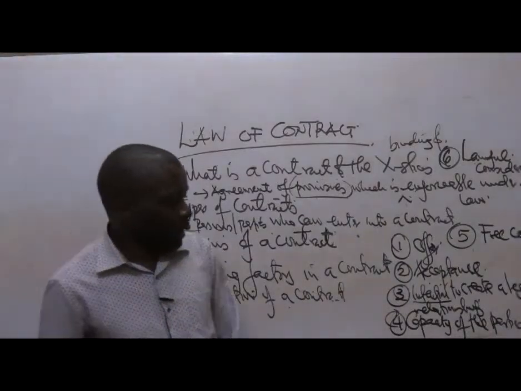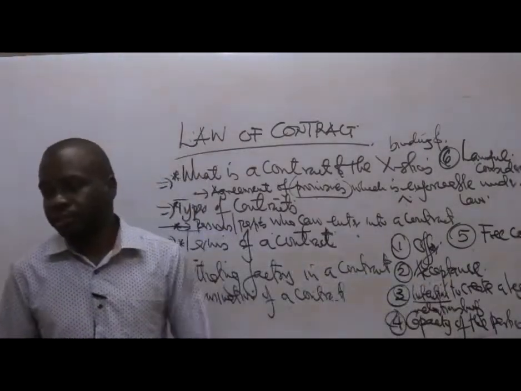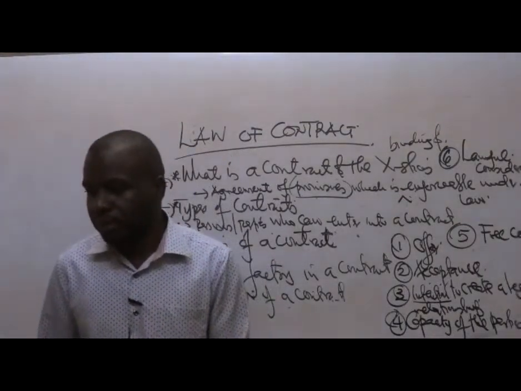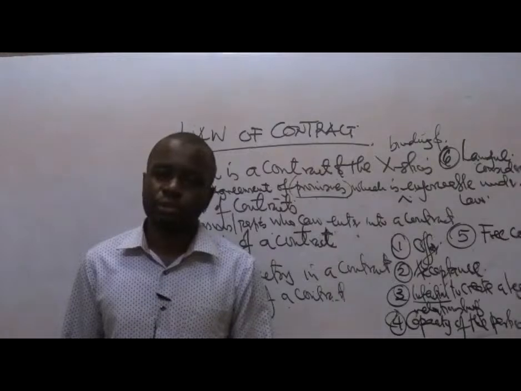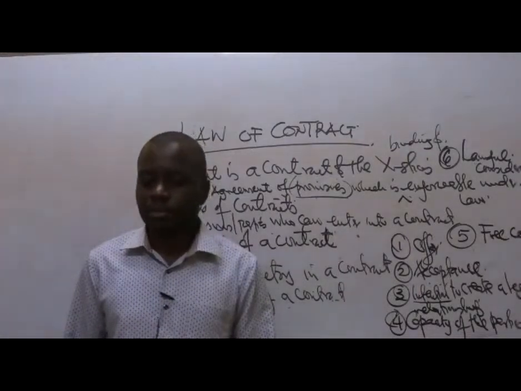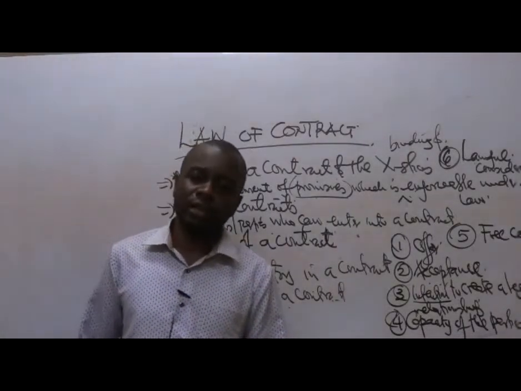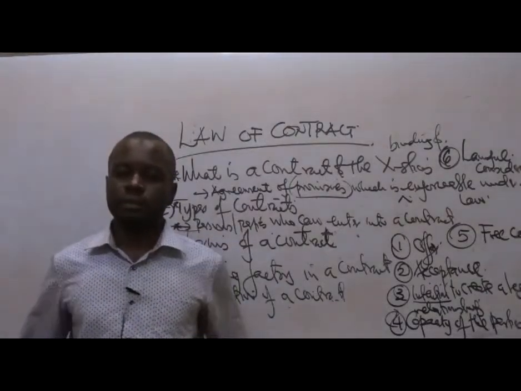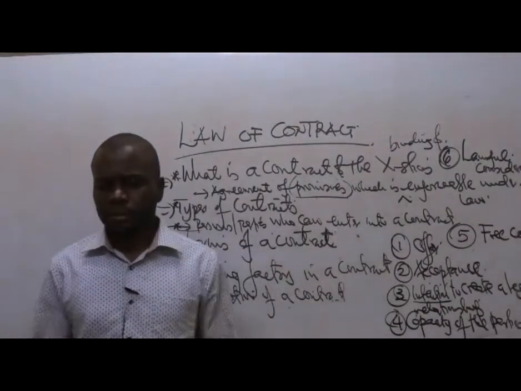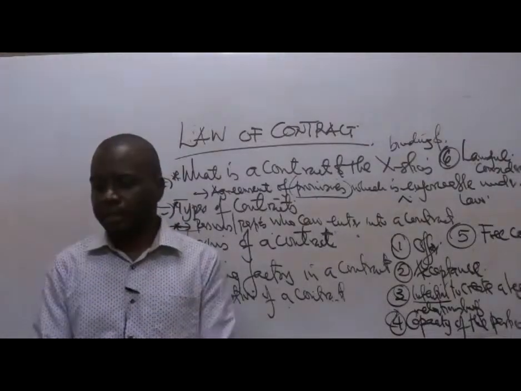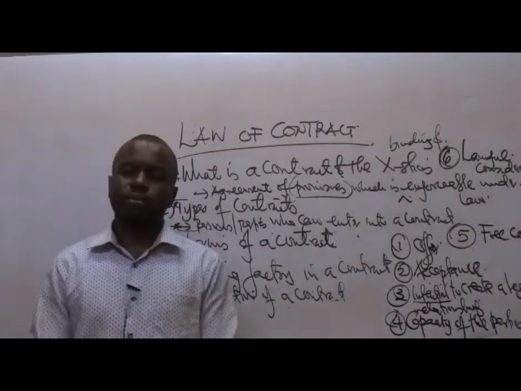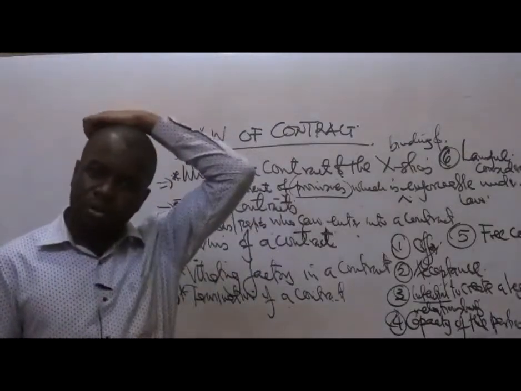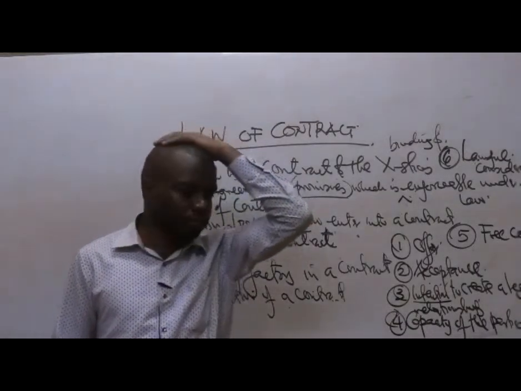There should be what we call intention to create a legal relationship. So the agreement you are entering into should be lawful. It should not be outlawed or illegal. For example, if you enter into an agreement to sell drugs which are not allowed in the country, or you are involved in money laundering, those are outlawed activities, so that cannot be concluded as being a contract.